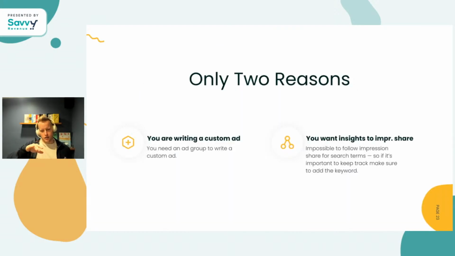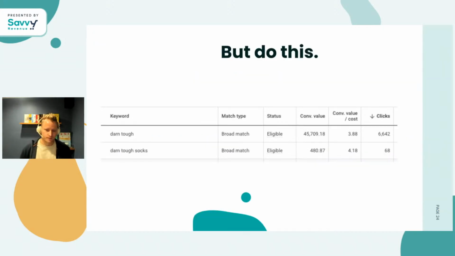Only add a keyword into an ad group if you're writing a custom ad, and only add a keyword to the existing ad group if you want insights like impression share, quality score, anything else you want to keep track of. But otherwise, you really don't need to add them, because smart bidding is bidding for it appropriately anyway.